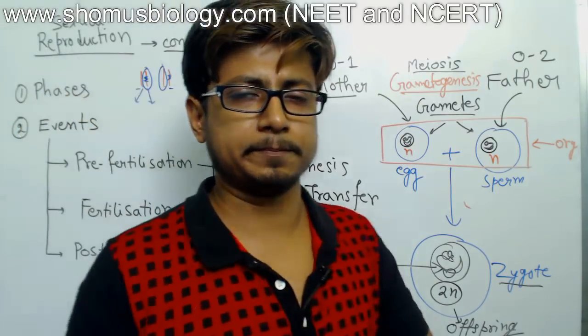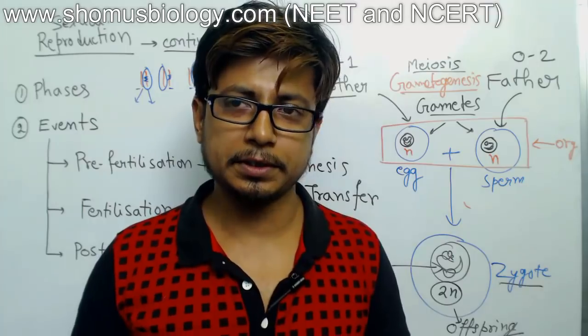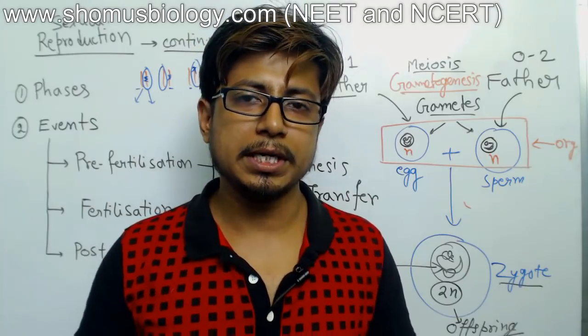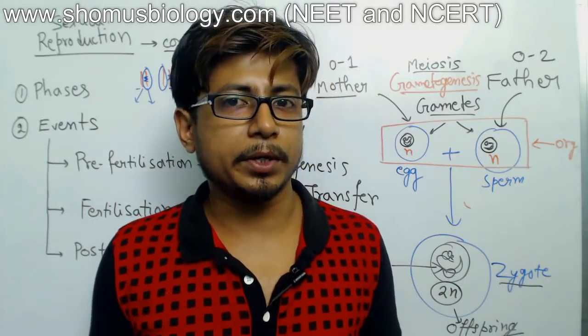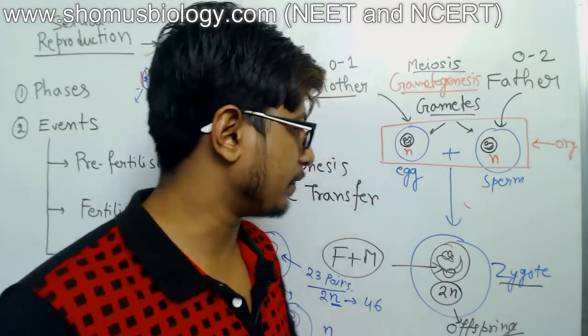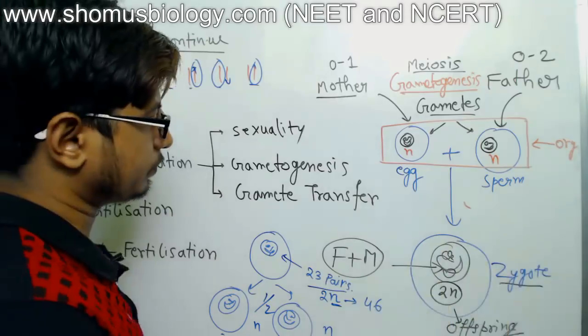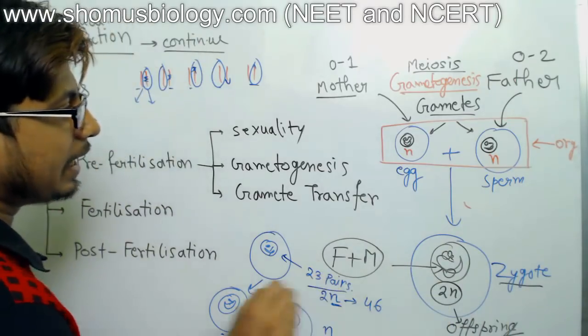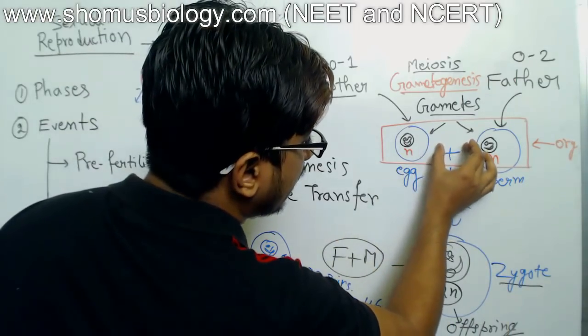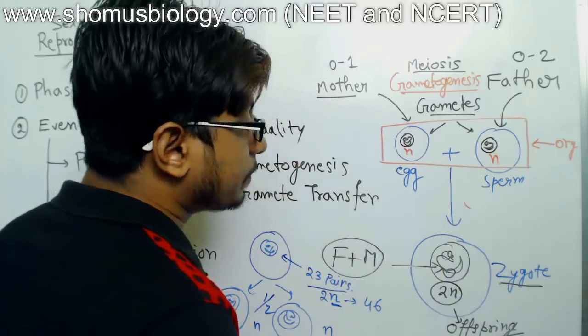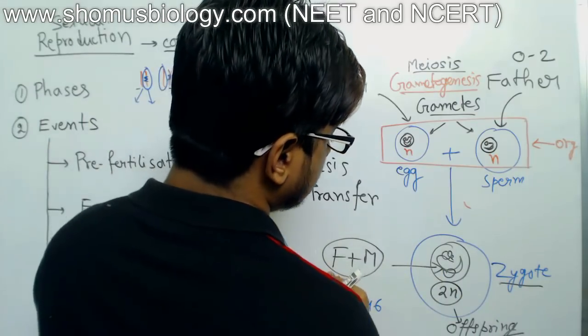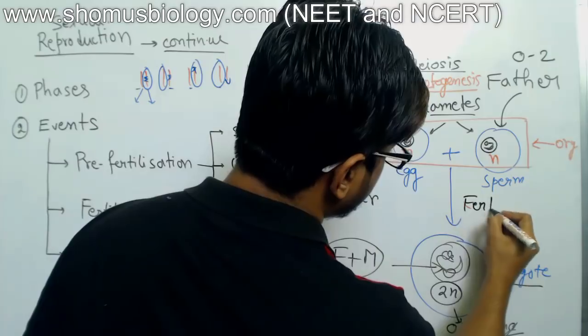Now imagine one simple thing. Male and female gametes are produced. Then they will fuse, and what will they produce? Zygote will be produced afterwards. Then what happens? Once the zygote is produced, it will grow into an organism. Now this fusion of gametes to form zygote, this particular event is known as what? Fertilization.